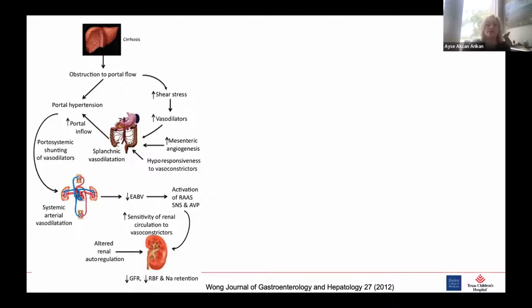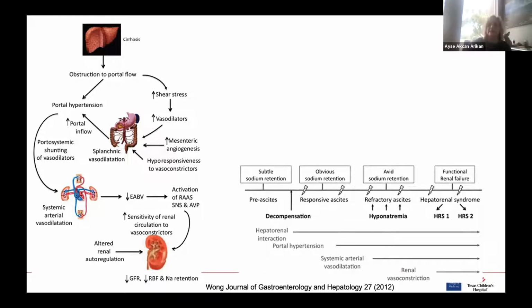The splanchnic vasodilatation with spillover of mediators into the systemic circulation leads to systemic arterial vasodilatation, which effectively decreases the circulating blood volume, leads to the compensation of renin, angiotensin, aldosterone system, the sympathetic nervous system, and the non-osmotic release of vasopressin, I apologize. And the renal circulation itself, intrarenal circulation, actually has increased sensitivity to circulating vasoconstrictors, leads to altered renal autoregulation, which then after progression of the disease stops being compensation and starts becoming kidney disease.